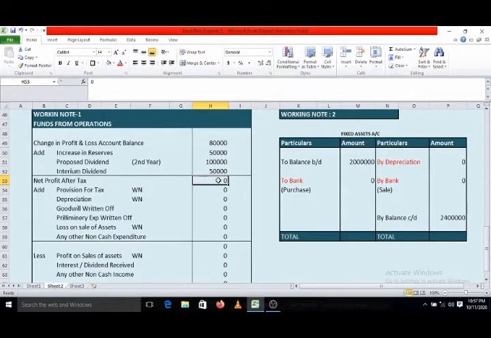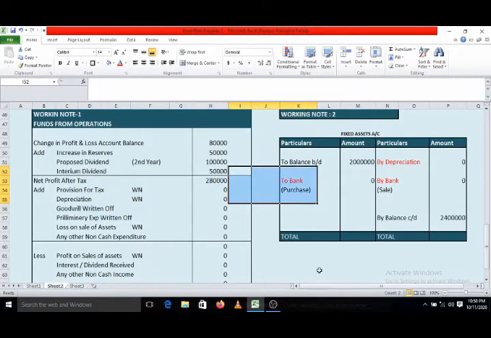So after adding all this, we will get the total of this, that is to find out the profit after tax. जो हमारा नेट प्रॉफिट टैक्स आफ्टर टैक्स था, उसको कैलकुलेट करने के लिए हमको इतना ऐड बैक करना पड़ेगा. So we will get 80,000 plus 50,000 plus 1 lakh plus 50,000, so that comes to 2,80,000. So this is my net profit after tax.